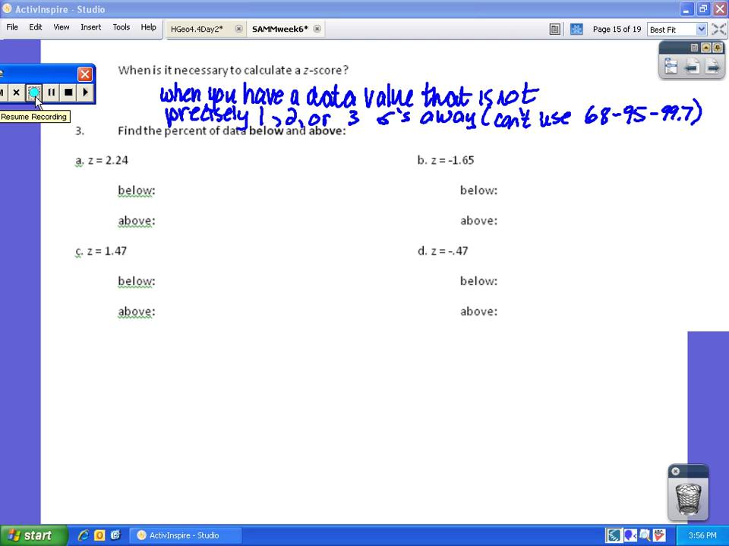Number 2 asks, when is it necessary to calculate a z-score? The reason why we calculate z-scores is when you have a data value that is not precisely 1, 2, or 3 sigmas away. In other words, you can't use the empirical rule.